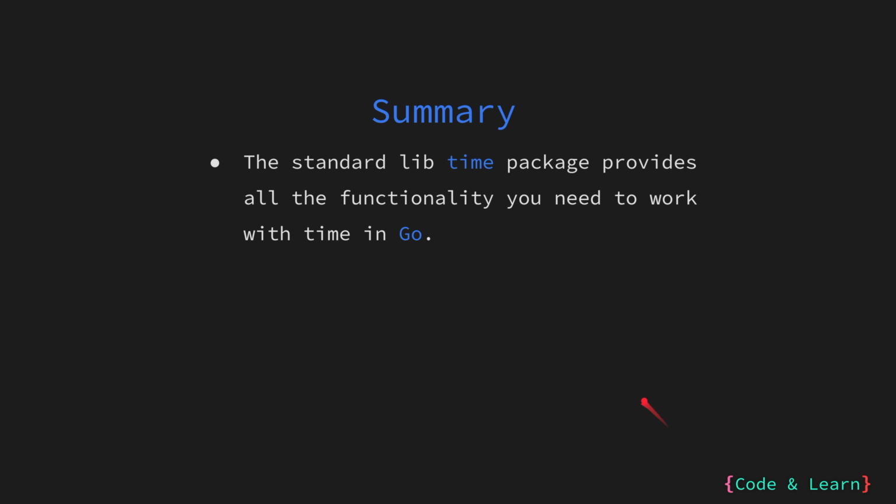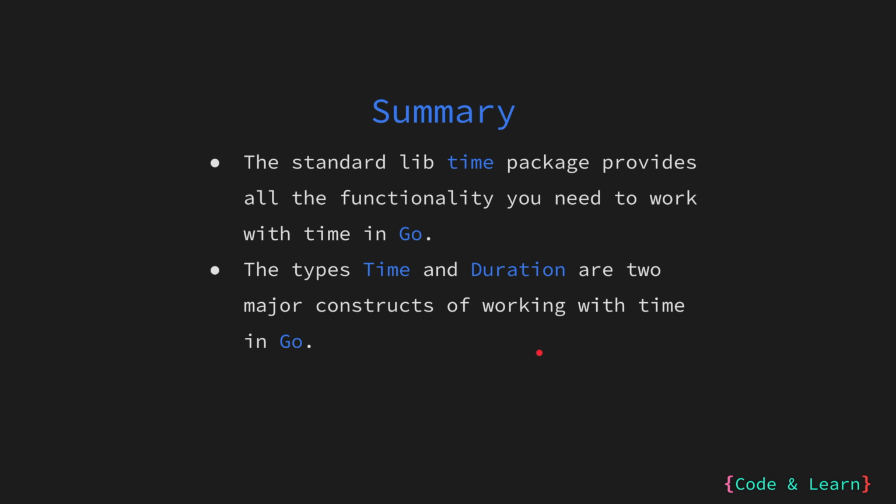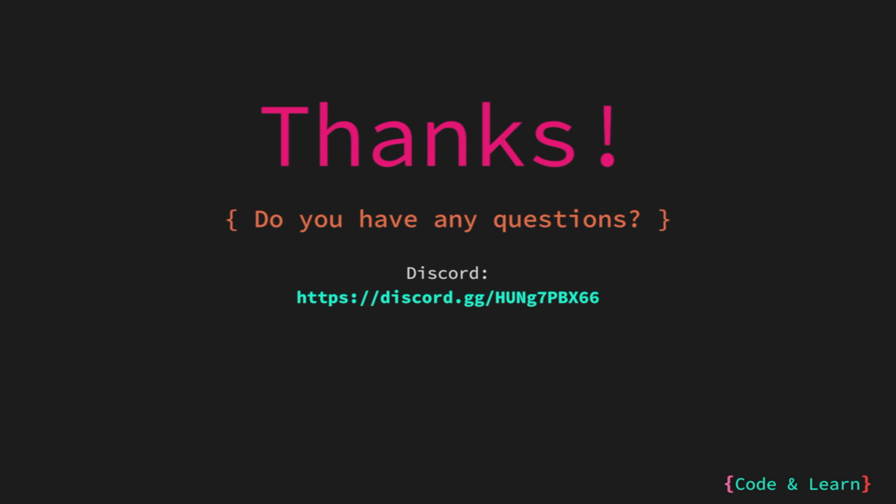Let's now summarize everything we have learned in this lesson. We saw that the standard lib package time provides all the functionality you need to work with time in Go. It provides you the time.Time and time.Duration types, which are the two major constructs of working with time in Go. You will see that when we build projects, we will be using time all the time. No pun intended.